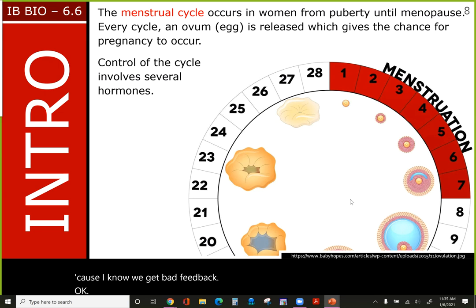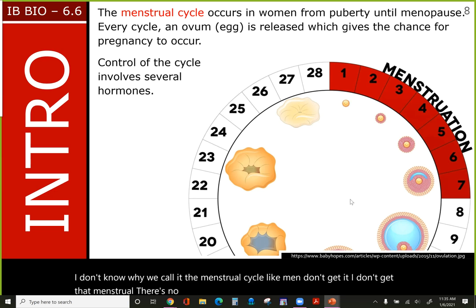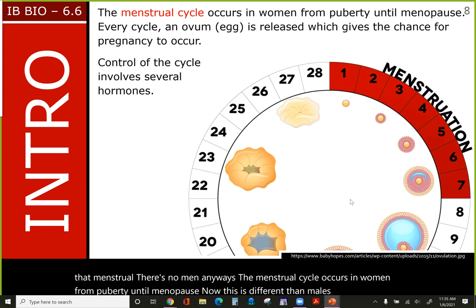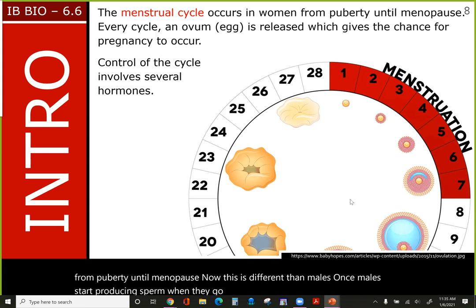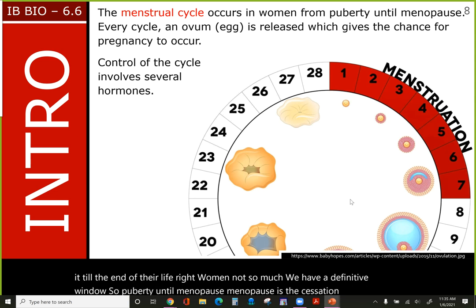So the menstrual cycle, and I don't know why we call it the menstrual cycle. Men don't get it. Menstrual. There's no men. Anyways, the menstrual cycle occurs in women from puberty until menopause. Now, this is different than males. Once males start producing sperm when they go through puberty, they continue producing it till the end of their life, right? Women, not so much. We have a definitive window. So puberty until menopause. Menopause is the cessation of this process.